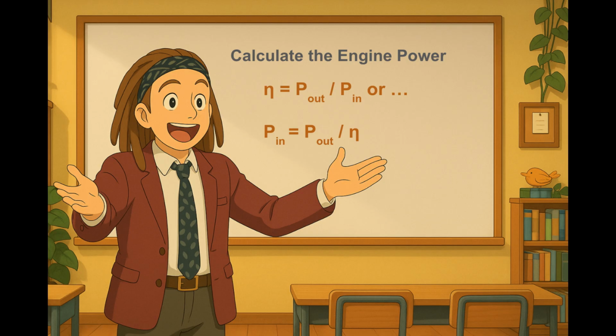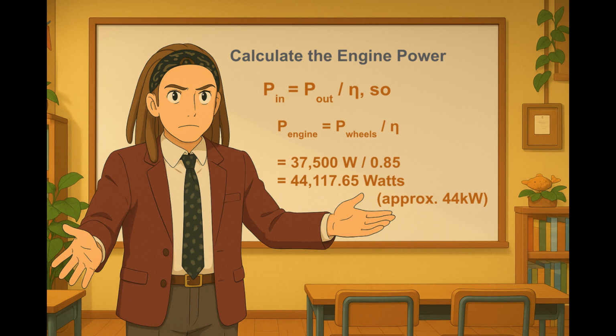Step 4. Calculate the power generated by the engine. Now we factor in the drivetrain efficiency. Since the drivetrain is only 85% efficient, the engine must produce more power than what reaches the wheels. We use eta equals P out over P in, which means P in equals P out over eta. P engine equals P wheels over eta equals 37,500 watts over 0.85 equals approximately 44,117.65 watts. This is the total power the engine's crankshaft must generate.